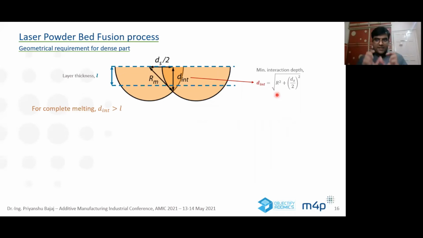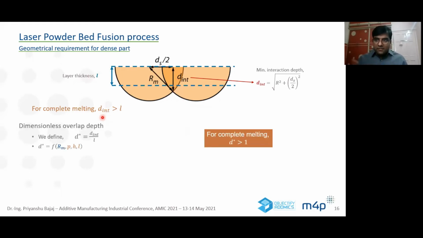When I'm making scans, when I'm making anything in AM, I'm basically making line scans, and then I go ahead and make another line scan next to it, and these two scans overlap with each other. This minimum overlap depth is what I'm calling d_int here. Then I have a layer thickness, the amount my platform is going down. Very logically, if my layer height is greater than my d_int, I will always have porosity here, right? So to get a dense part, theoretically speaking, my interaction depth or overlap depth has to be larger than my layer thickness, so d_int should be greater than L.